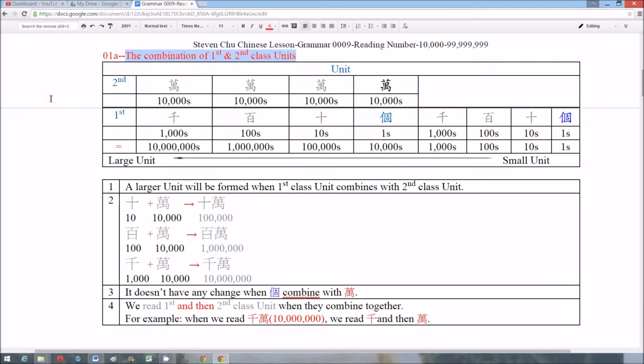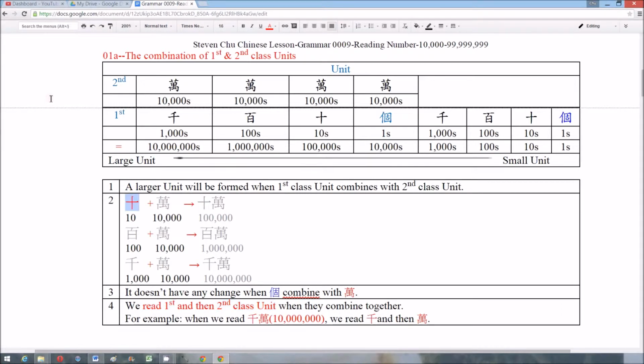Number 1a. The combination of first and second class units. All the first class units can be used independently, but they can also combine with the second class unit, for example 万, to form a larger unit. For example, we can combine the 十 and 万, 百 and 万, and we can also combine the 千 with the 万. When they combine together, we read the first class unit first, and then the second class unit.